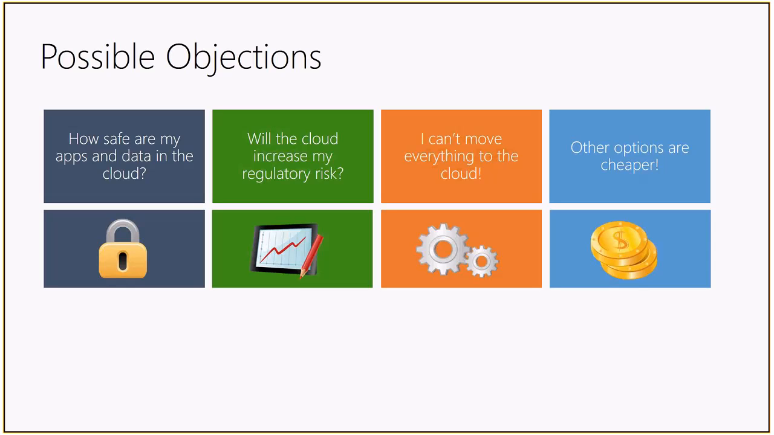I can't move everything to the cloud. That's perfectly fine, Mr. Customer. No one expects you to. This could be a customer who's got an old legacy email system, but they've recently upgraded SharePoint. They don't want to scrap that SharePoint investment and move everything into Office 365. And as we'll see in the licensing detail, moving just one workload into the cloud, moving just your email or just Skype, is no problem at all. So very flexible. And finally, other options are cheaper.